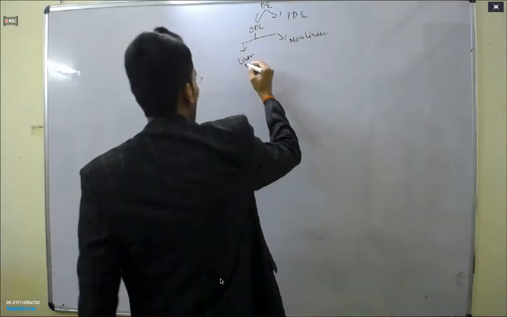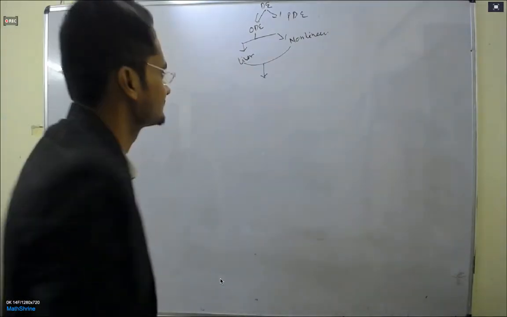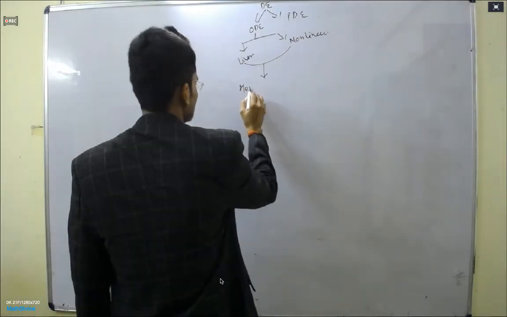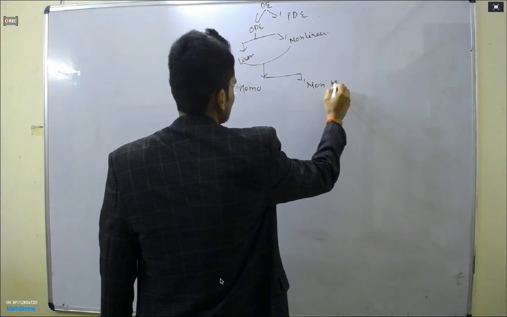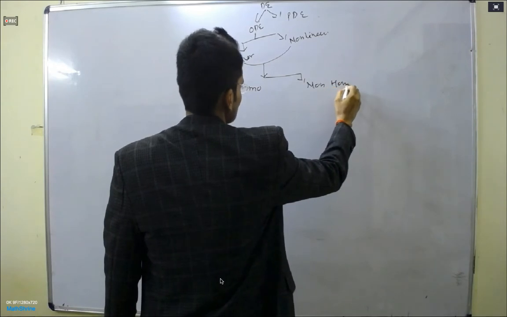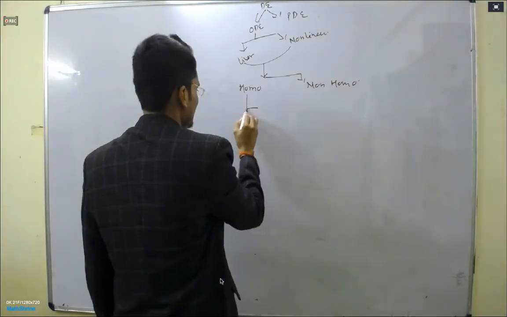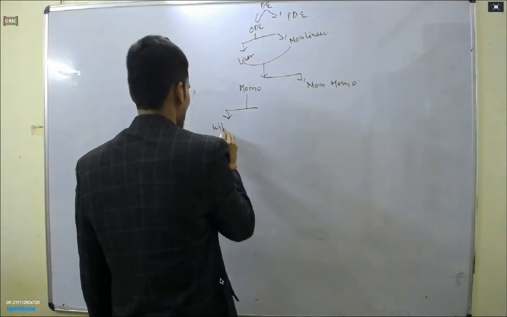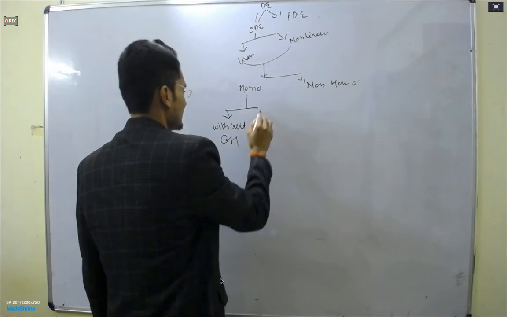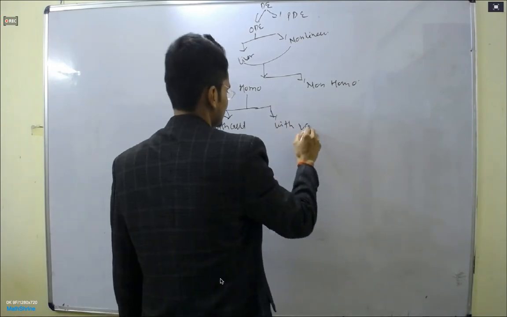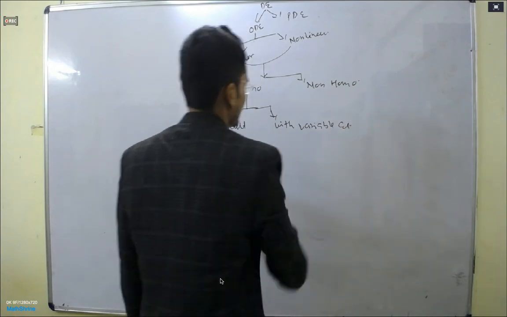And after linear and non-linear, we define two categories, homogeneous and non-homogeneous, right? In homogeneous also we have two categories, with constant coefficient and with variable coefficient. Okay, same thing here also.